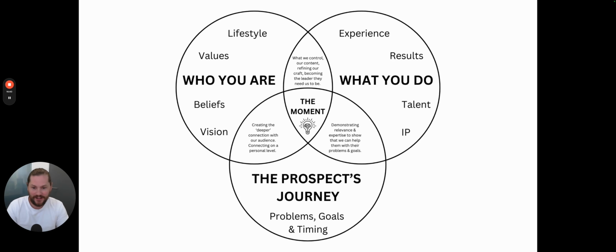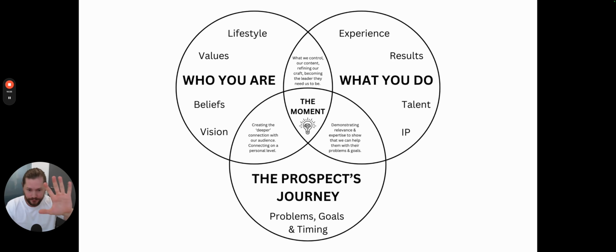Then we get into strategies and tactics. So if you don't let people into who you are beyond the somewhat sterile problem-solving piece, you're going to be leaving a lot of money on the table. I just wanted to make sure that's crystal clear.